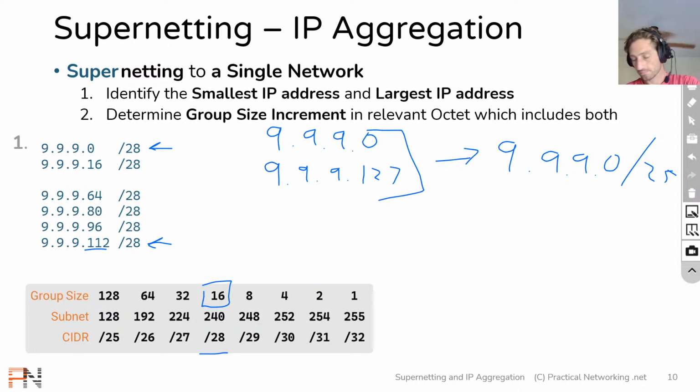Okay, so that's the first one that we're going to do. We actually have 5 more examples that we're going to work through together. But you'll see, in each case, it's still just a 2-step process. Find the smallest IP, find the largest IP, and find a group size increment which includes both.